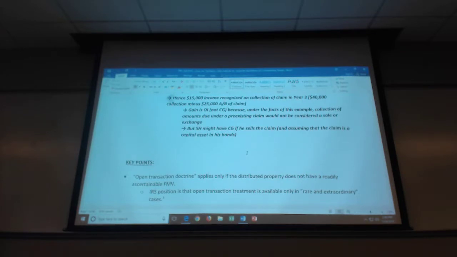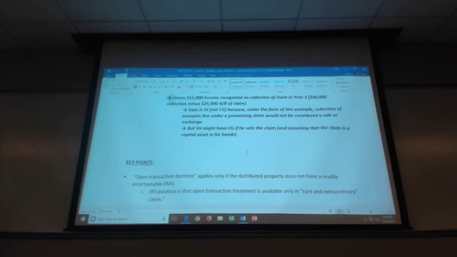The position of the IRS. When I say the position of the IRS, what I mean by that is just because the IRS has an opinion as to what the tax law is, doesn't mean that it's right. Ultimately, it's a court that will determine what the correct position is. The IRS's position on the open transaction doctrine is that it applies only in rare and extraordinary cases where the property right is just not readily susceptible to valuation. So I can't give you a simple answer to that question.